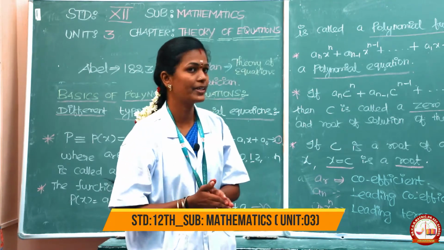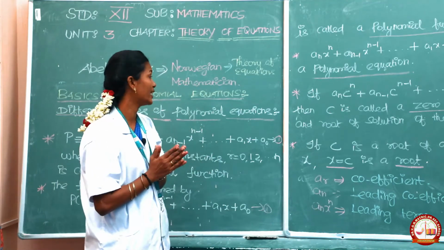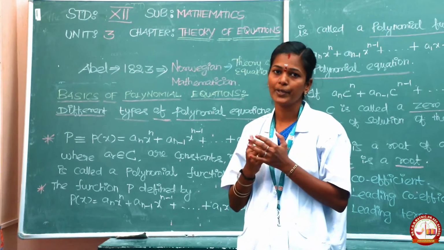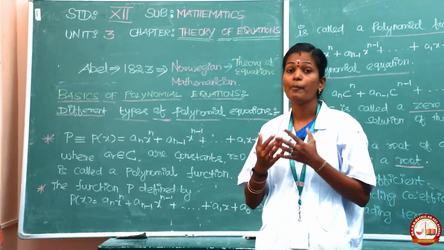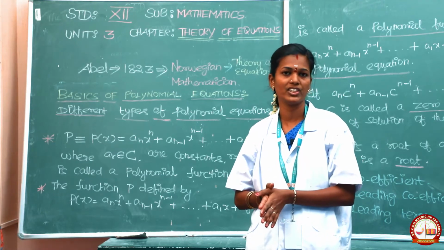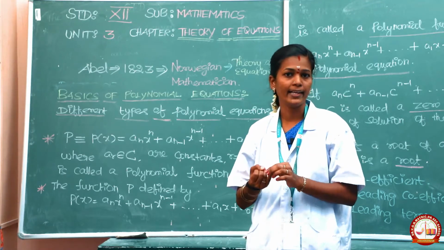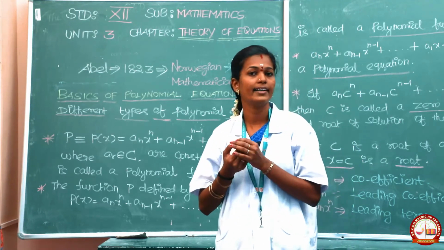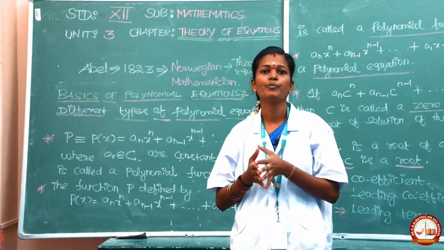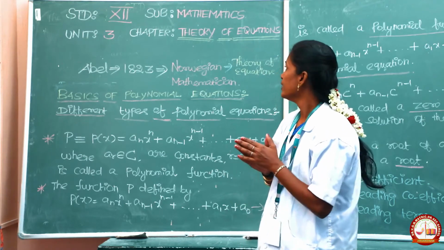Today we see the chapter Theory of Equation. First of all, before going to the class, I give some introduction about this chapter. A mathematician, Brahmagupta, was the first to solve quadratic equations involving negative numbers. And Euclid, the Greek Diophantus and Ruffini, a few of the mathematicians, worked on polynomial equations.